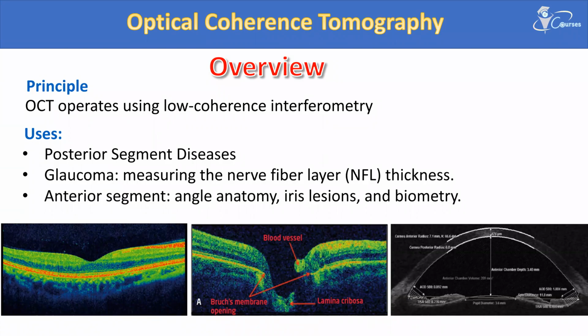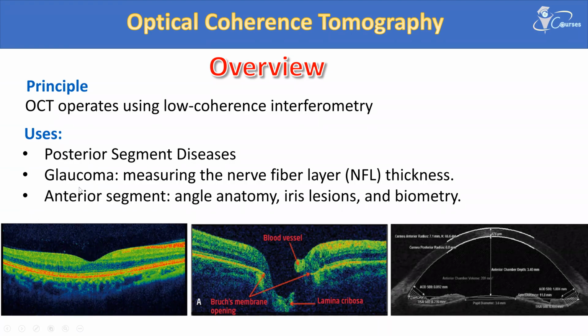The interference between the laser waves will result in construction of images of cut sections within the anterior segment or posterior segment that can be used to give a virtual overview of the layers of the structure analyzed. It has many uses. It can be used for posterior segment diseases in order to visualize the retinal layers and the choroid as well, and the vitreoretinal interface.